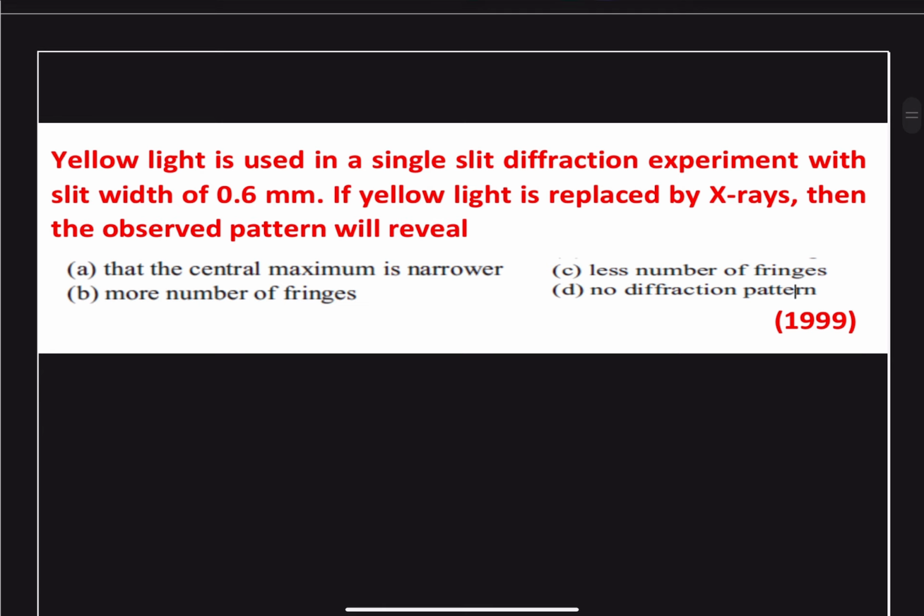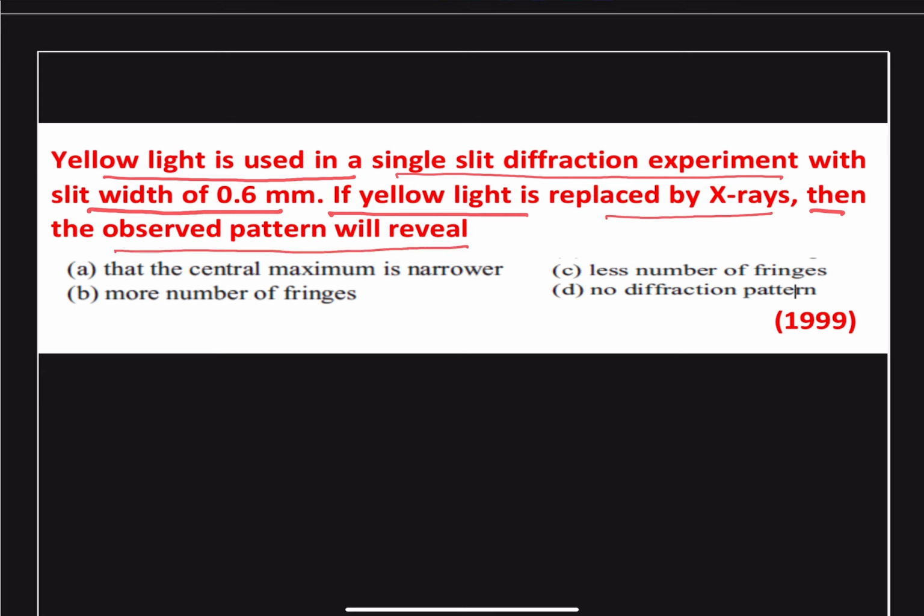Come to the next question. Here it is given that a yellow light is used in a single slit diffraction experiment with a slit width of 0.6 millimeter. If the yellow light is replaced by an X-ray, then the observed pattern will reveal. So we have to find out what the pattern will be when yellow light is replaced by X-rays.